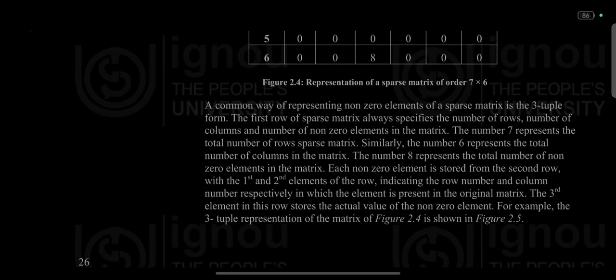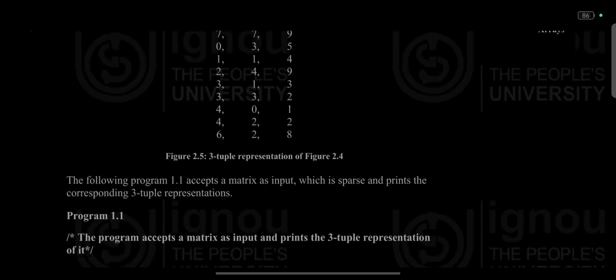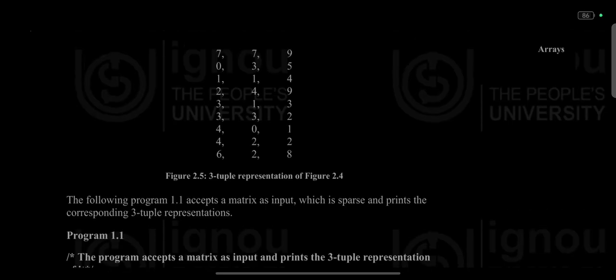Each non-zero element is stored from the second row, with the first and second elements of the row indicating the row number and column number, respectively, in which the element is present in the original matrix. The third element in this row stores the actual value of the non-zero element. For example, the three-tuple representation of the matrix of figure 2.4 is shown in figure 2.5.